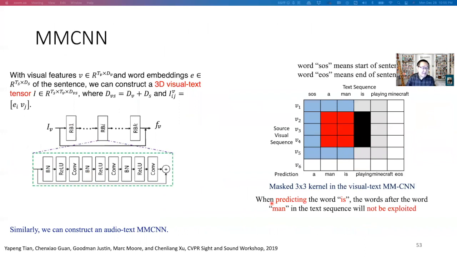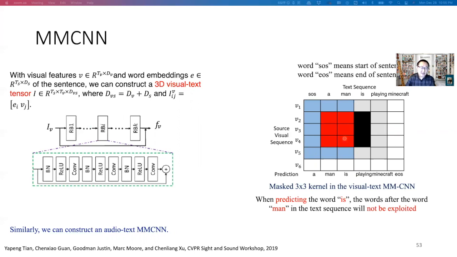Taking the visual text MMCNN as an example, with visual feature V and the word embedding E as the input, we can construct a 3D visual text tensor and feed it into a 2D CNN network. The MMCNN is a language model, so we need to make it auto-regressive. Therefore, masked convolution kernels are used. For example, this 3x3 kernel.